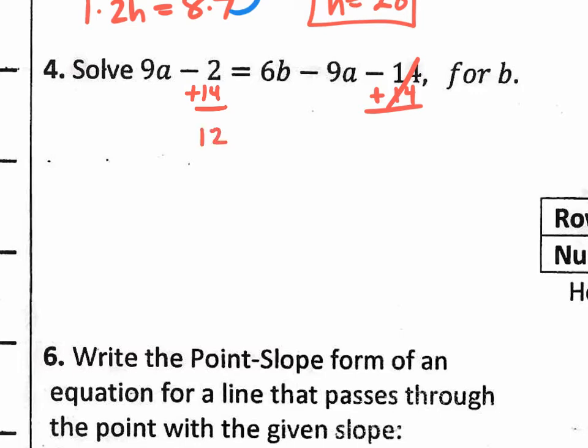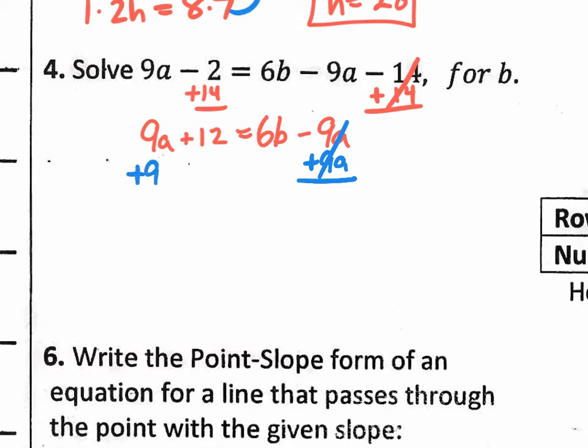So let me rewrite everything now. That is a positive 12, so let me put a plus sign in front of it. I do have a 9a right in front of it, equals 6b minus 9a. So I got rid of the 14. I still need to get rid of everything else on the right side. I need to get rid of the 9a, the negative 9a, and the 6. So how do we get rid of this negative 9a? Adding 9a. Okay, so that'll cancel out.